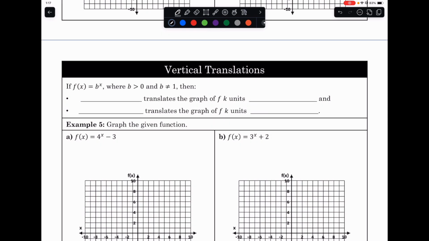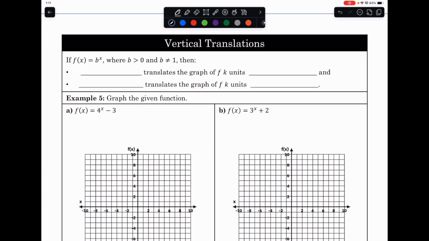Okay, and I've left vertical translations for the end because those are also going to affect the horizontal asymptote. So first of all, the notation to shift something up or down will look like this. It's going to be our base with our exponent x plus some constant or minus some constant. Assuming again that the value of k is a positive number, okay?